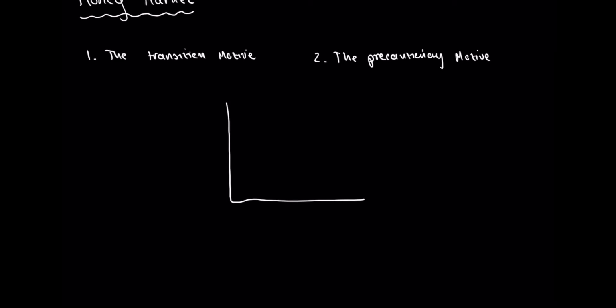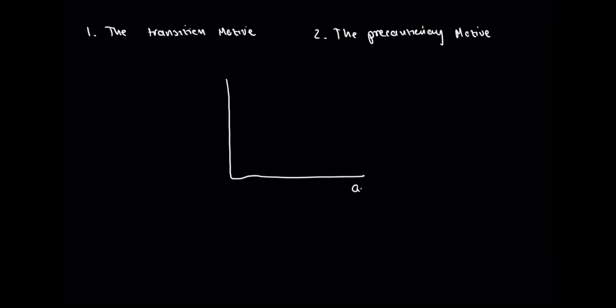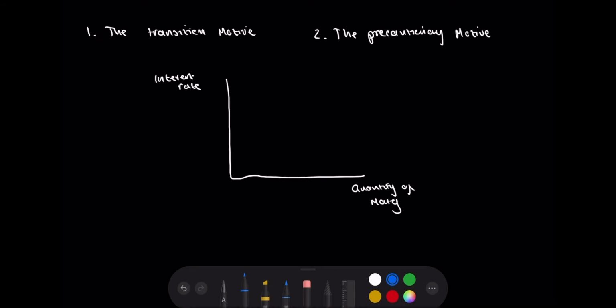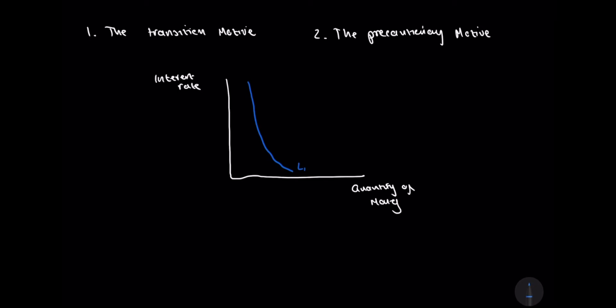But let's first draw this on a graph. So once again, we'll put quantity of money at the bottom, and put interest rates, and for this one, I'll draw in a different colour. What we're going to see is a shape a bit like this. We'll call this L1. For just these two, we can call them the transaction plus precautionary demand for money. And on the x-axis, we can call this the active balance.